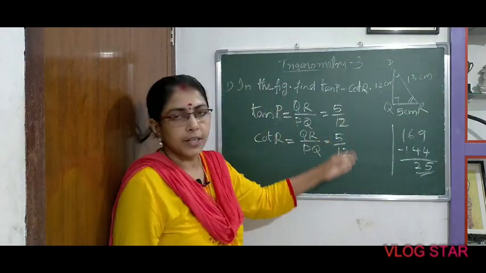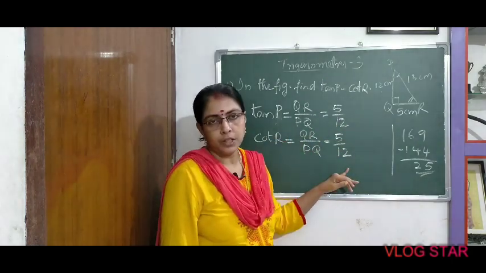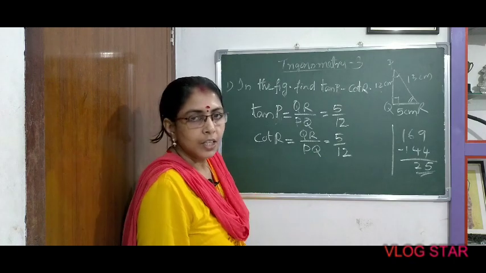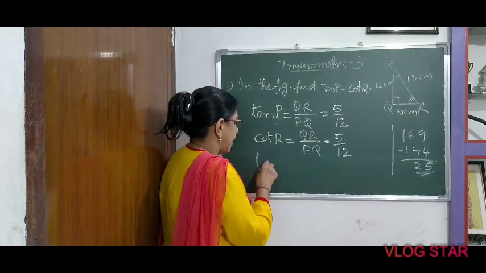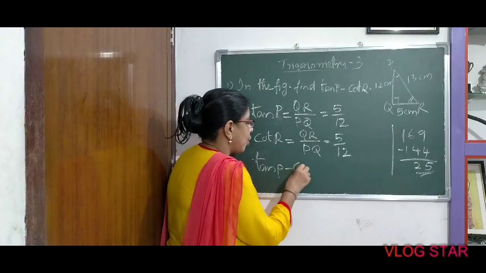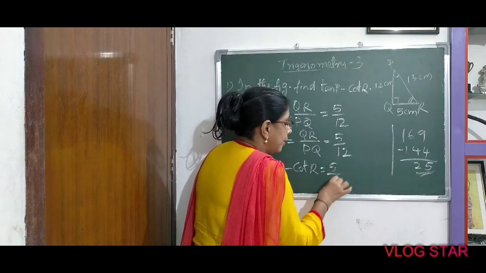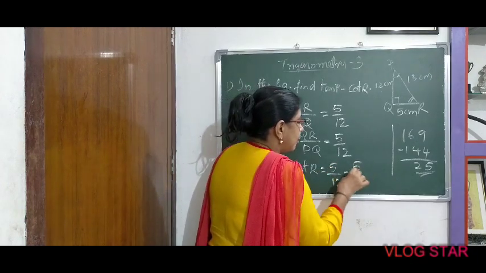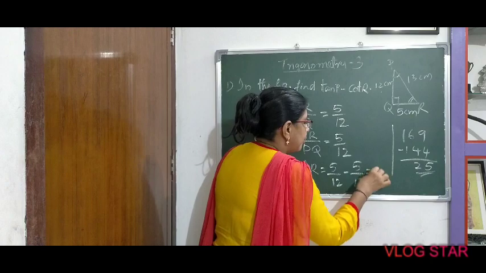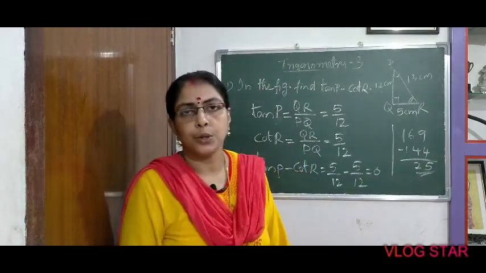Both of them are same, that is tan P is 5 by 12 and cot R is 5 by 12. Therefore their difference is 0, that is tan P minus cot R is equal to 5 upon 12 minus 5 upon 12 equal to 0. Okay, now the second question is also over.